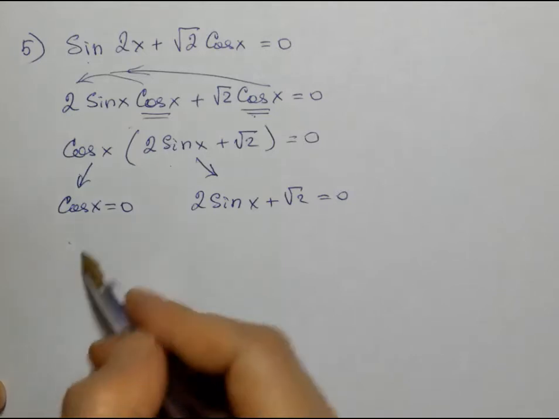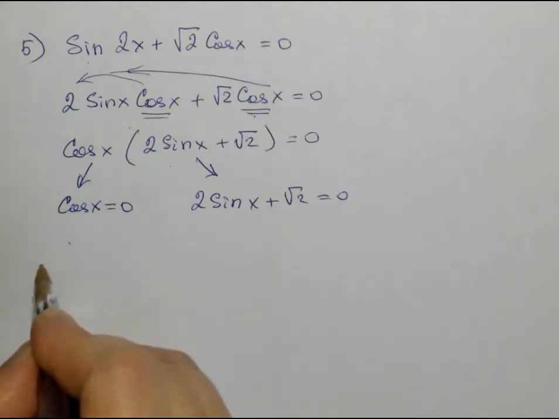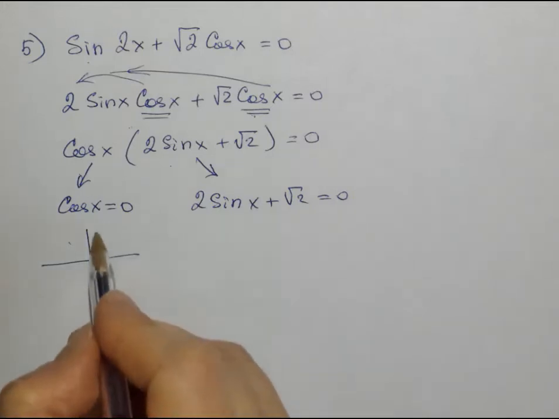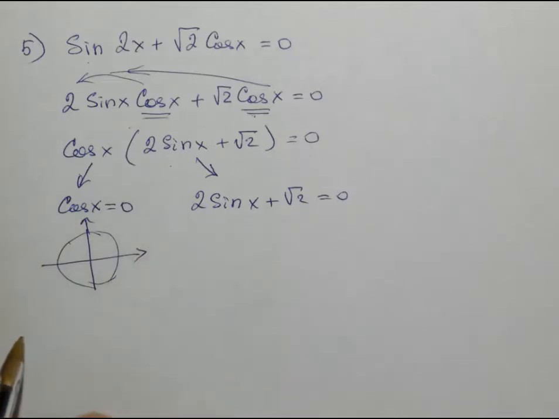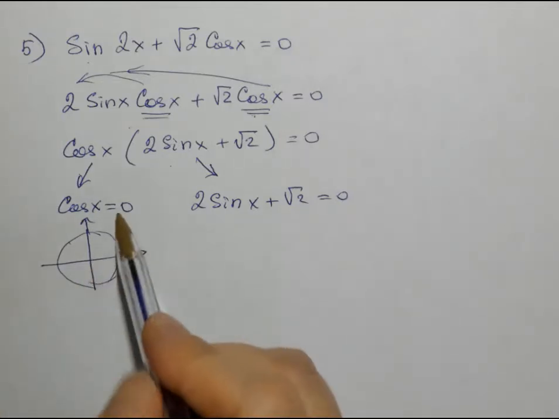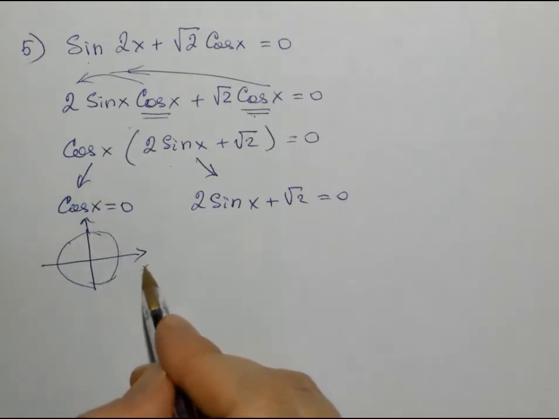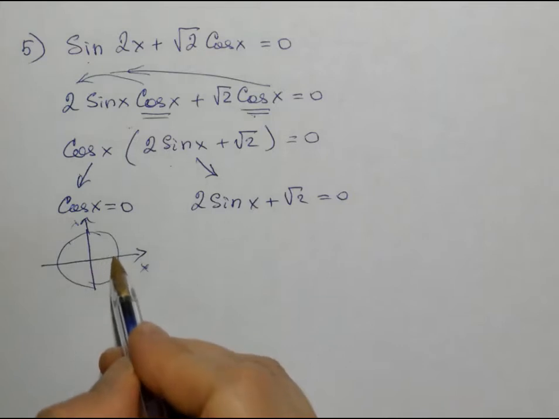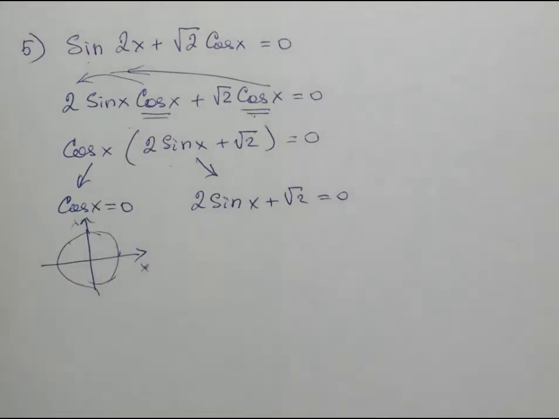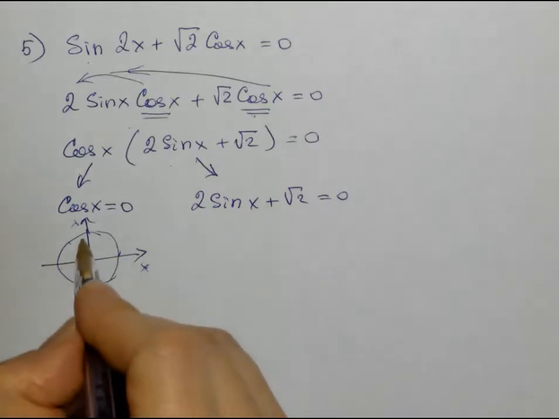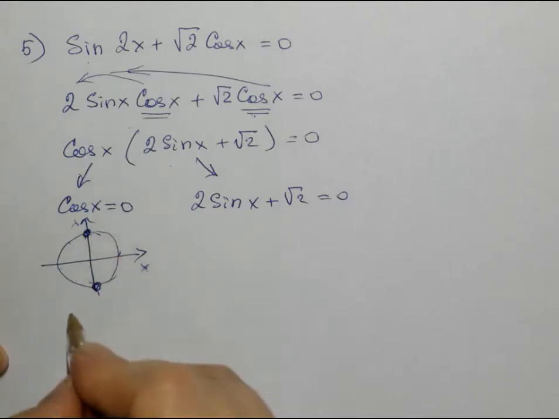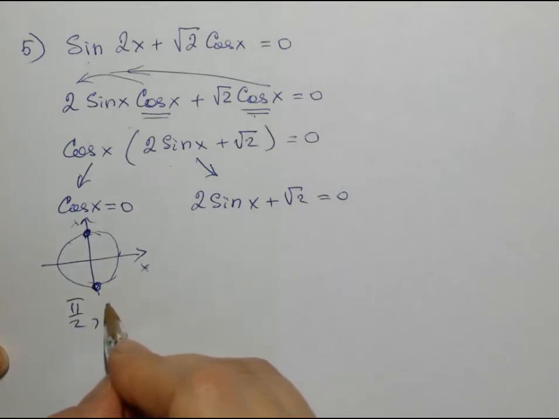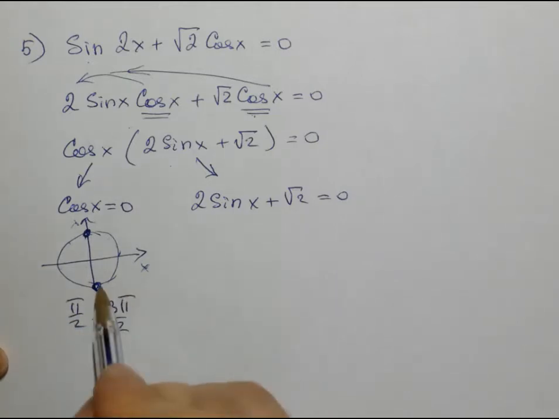With cosine x equals 0 it is simple, so we just look at the unit circle and find the points where cosine equals 0. So again, this x is not this x on the unit circle. This x is a real number or a theta. Cosine is the x-coordinate on the unit circle, and it is equal to 0 at this point and at that point. The first point is pi over 2, and the second point is 3 pi over 2, or 270 degrees.